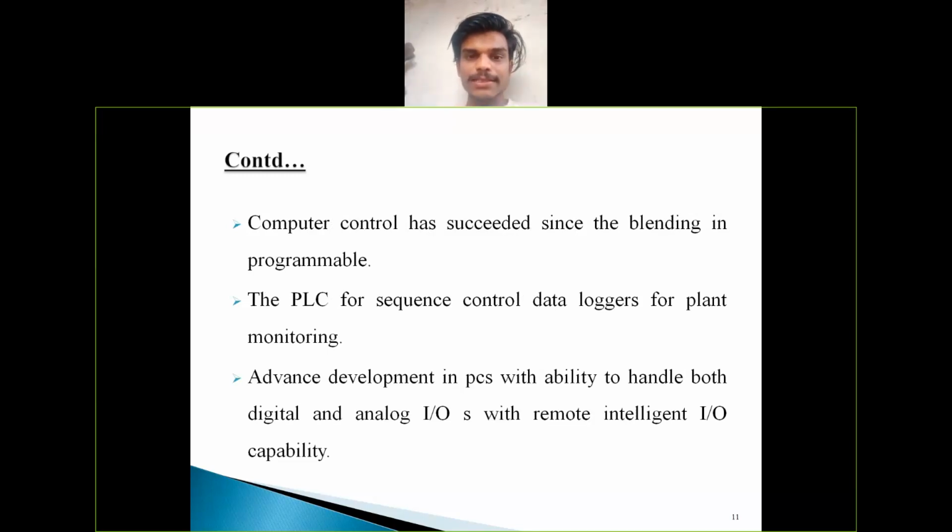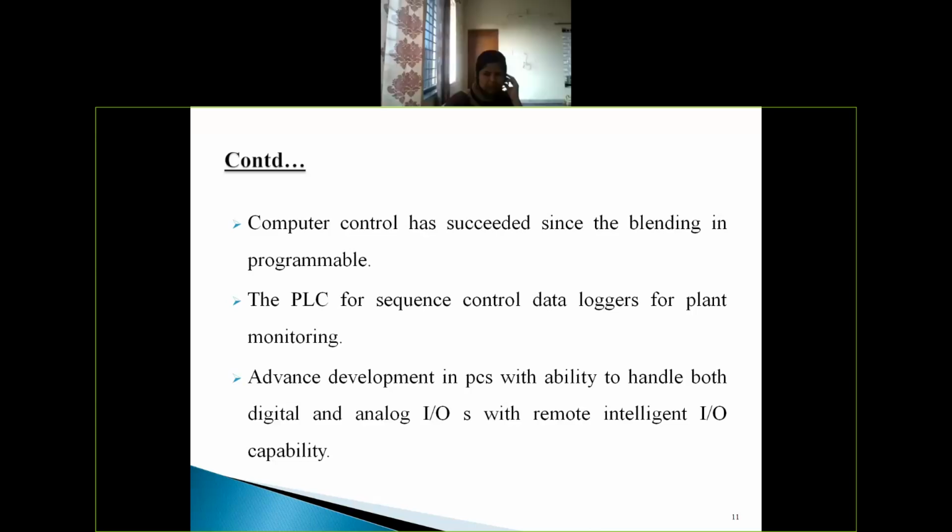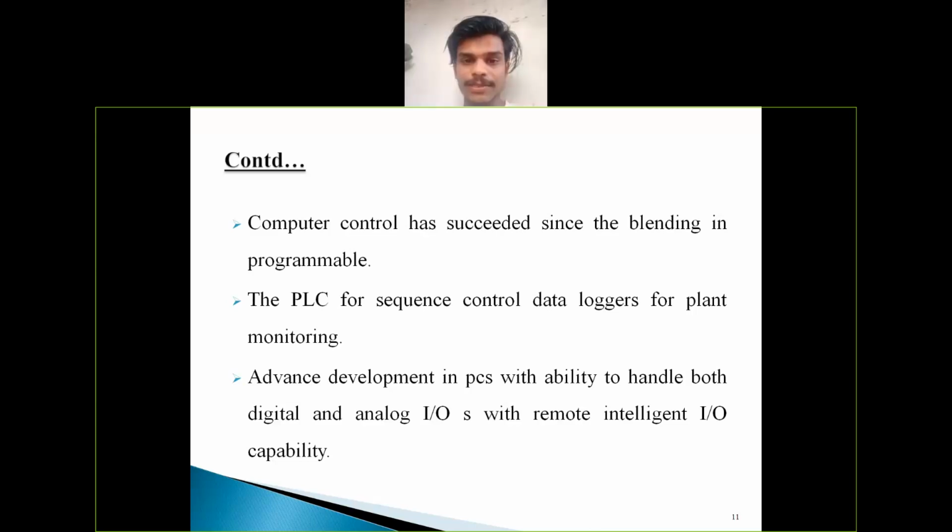Computer control, since the blending is programmable: the PLC for sequence control, data logger for plant monitoring, advanced development, PCS, ability to handle both digital and analog input outputs, remote intelligence, load capacity.